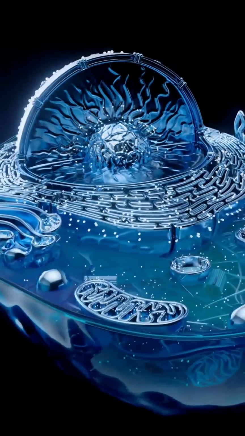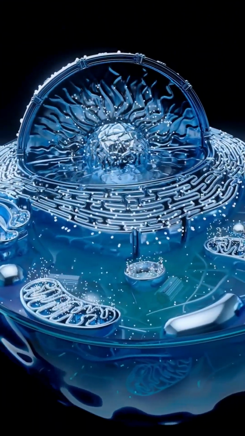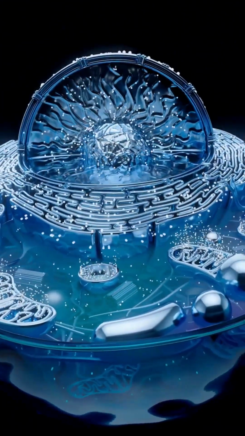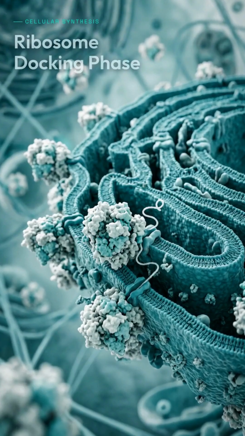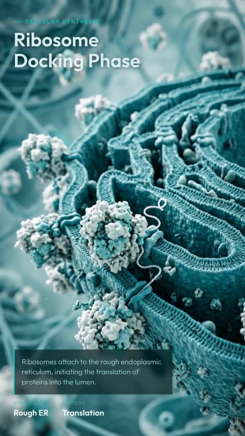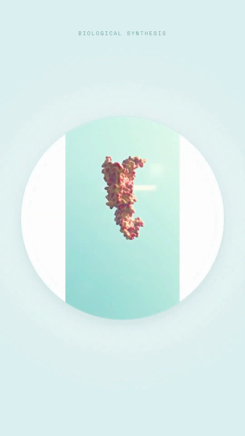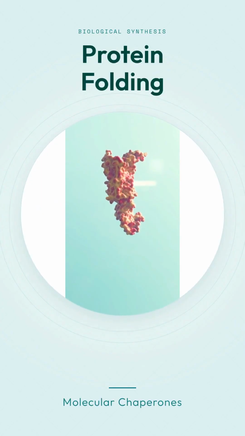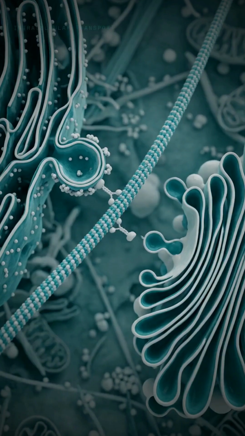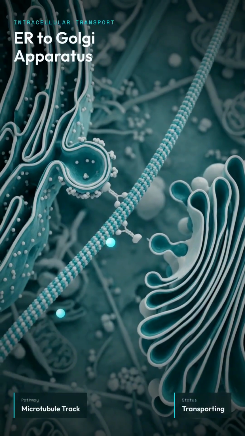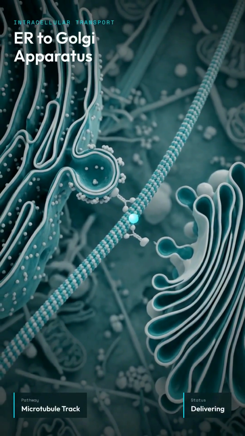Inside, a vast network of membranes, the endomembrane system, manages protein production. Ribosomes dock onto the rough ER, translating genetic code into nascent polypeptide chains. Chaperones ensure proteins fold into their functional three-dimensional shapes. Vesicles then transport these proteins along microtubule tracks to the Golgi apparatus.